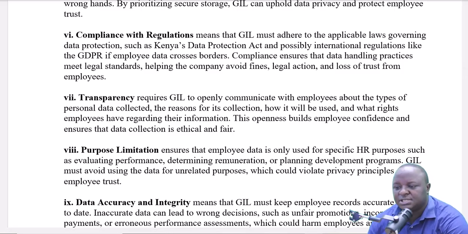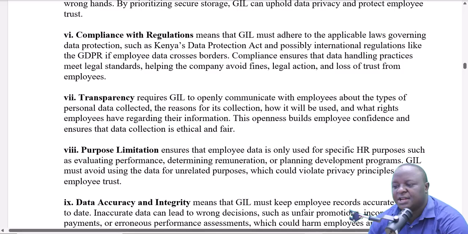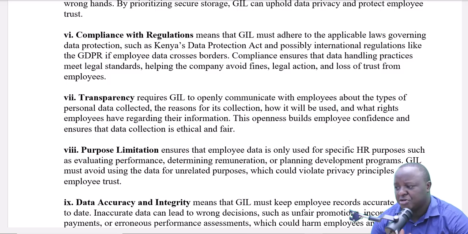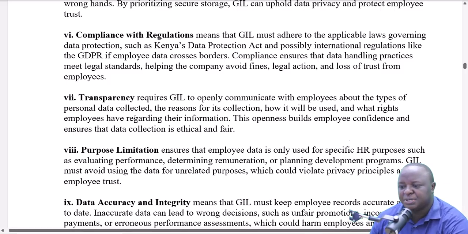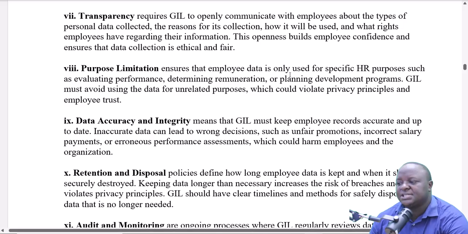So what rights employees have regarding their information, all that. This openness will build confidence and will ensure that data collected is ethical and fair. And of course, we have purpose limitations. This ensures that employees' data is only used for specific HR purposes, such as evaluating performance, determining remunerations, or planning development programs. GIL must avoid using the data for unrelated purposes, which could violate privacy principles and employee trust.